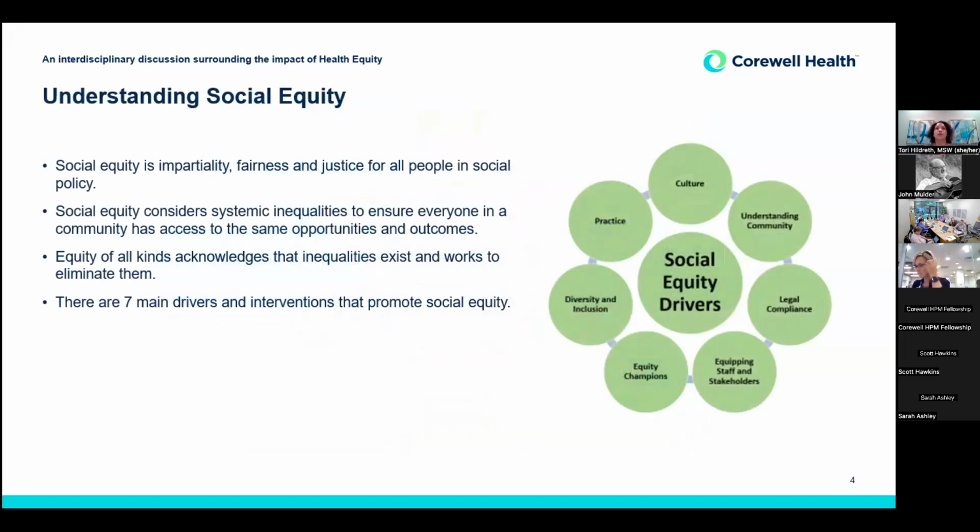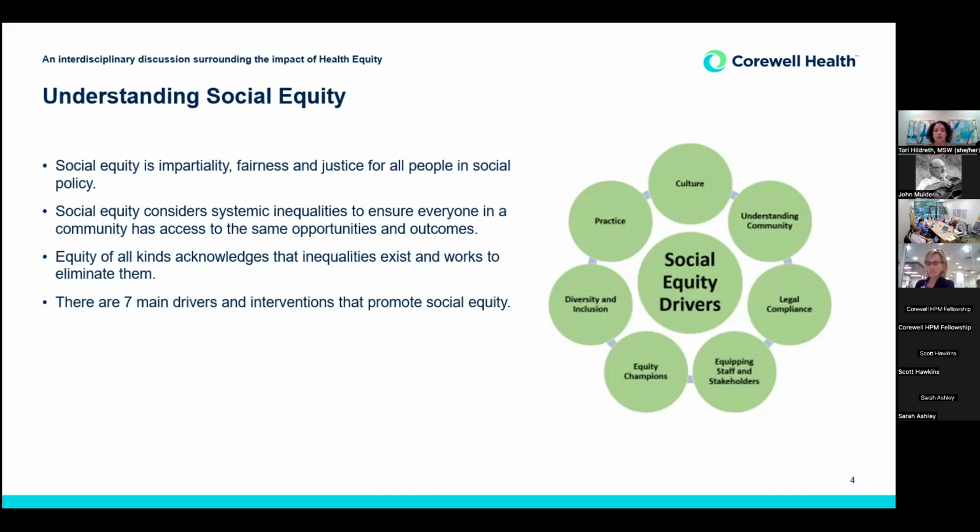So let's talk about social equity. Social equity is impartiality, fairness, and justice for all people in social policy. It considers the systemic inequities to ensure that everyone in a community has access to the exact same opportunities. It acknowledges that inequity still exists and it works to eliminate them. And this graph is highlighting the 7 main drivers and interventions that promote social equity. We have culture, understanding community, legal compliance, equipping staff and stakeholders, as well as creating equity champions, diversity and inclusion, and ultimately practice.